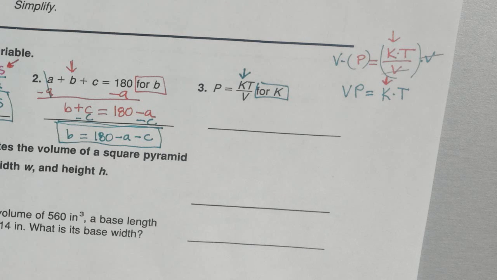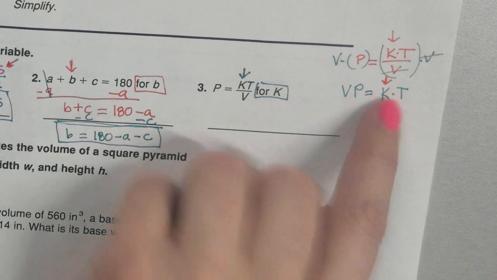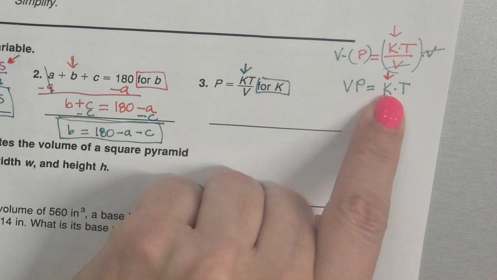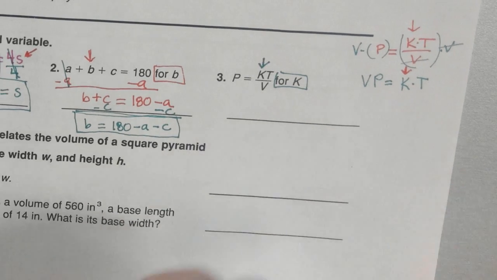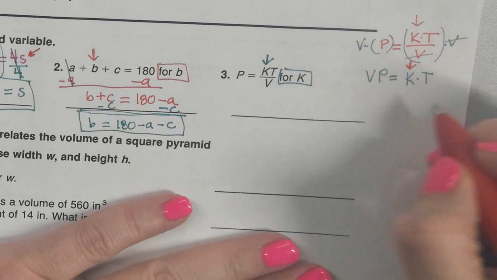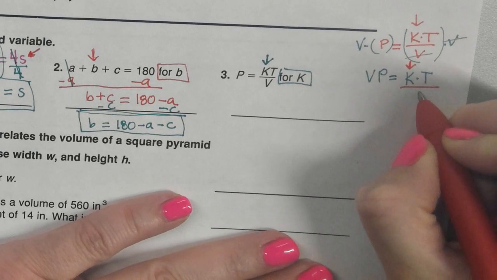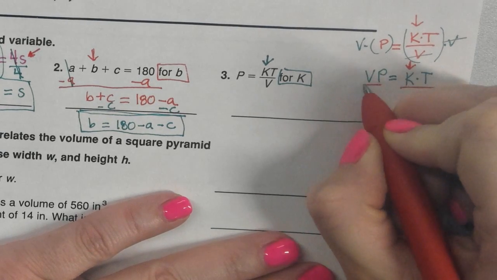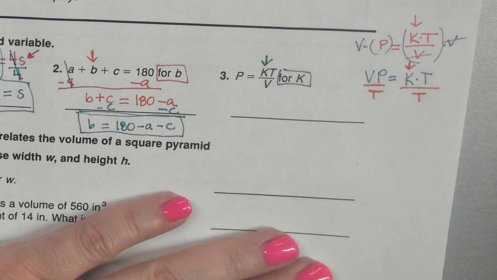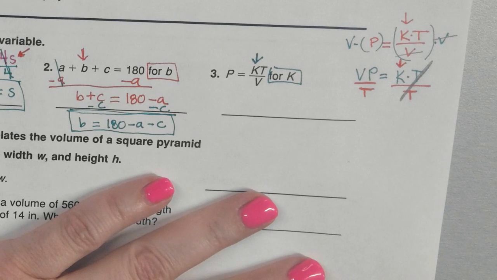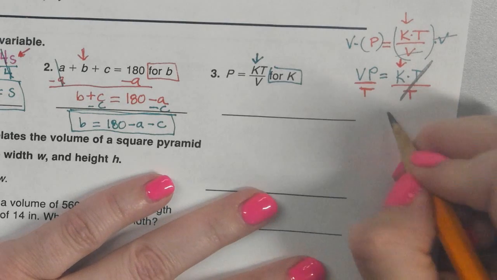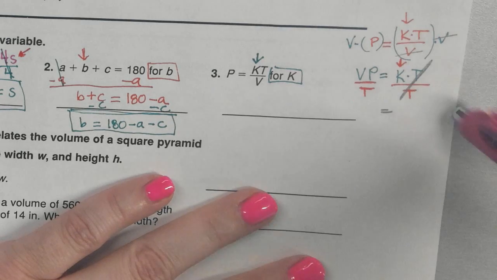All right, so what do we come up with? So this is k times t, right? How do you undo multiplication? Division, yep. Okay, so if we're solving for k, what we're going to have to divide by is t. So t divided by t cancels out, and you are left with k.